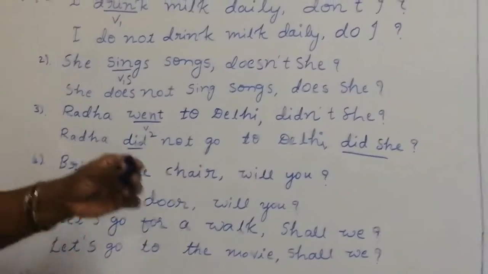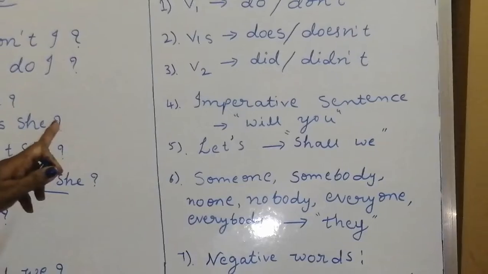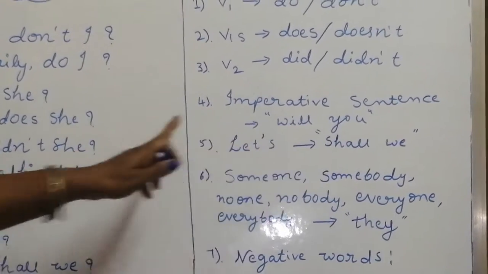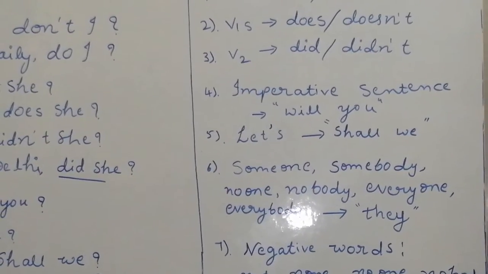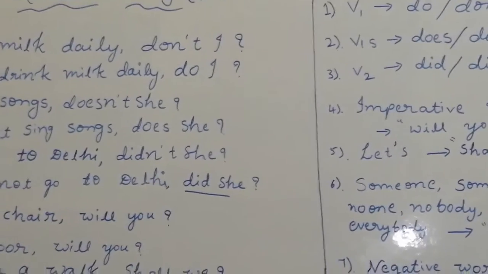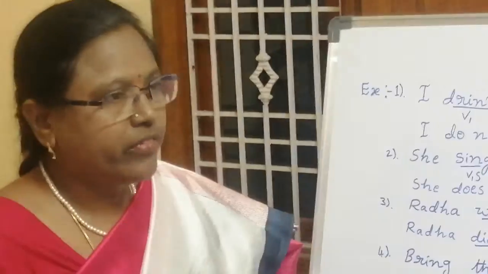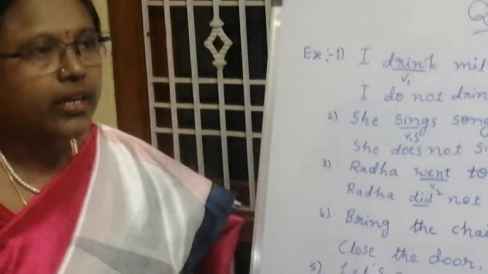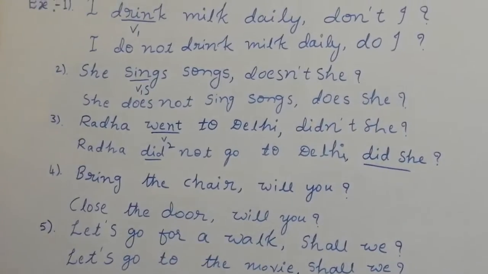And next, the imperative sentence. If the sentence is an imperative sentence, then which question tag do we use here? Will you. What is an imperative sentence? If the sentence starts with a verb and ends with a full stop without a subject, it is called an imperative sentence. Generally, it is used to denote order, request, command, begging, praying, advice, like that.